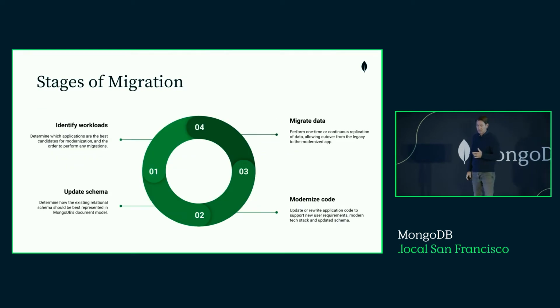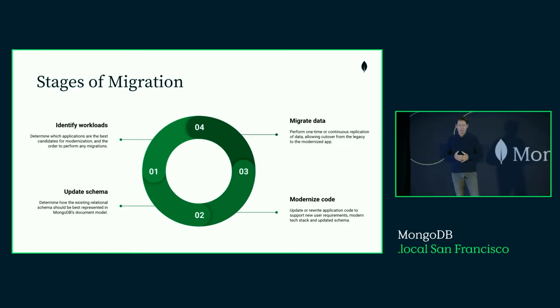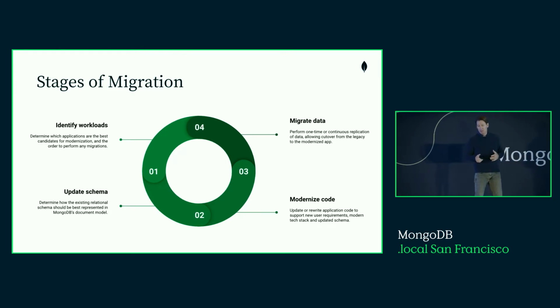All right, what are the stages of migration? There are 4 stages. 1, first identifying the workload. Deciding what it is that you want to migrate. What application or piece of an application should you prioritize for the migration? The second is on the database side. So updating the schema, figuring out how the existing relational schema should best be presented in the document model. You don't want to just do a one-to-one move because you're not going to see the benefits or a lot of the benefits of MongoDB.